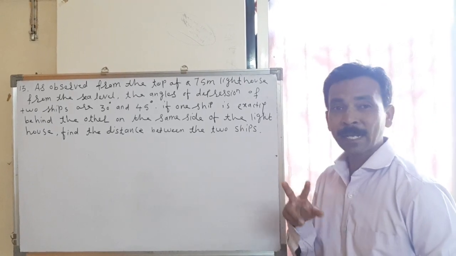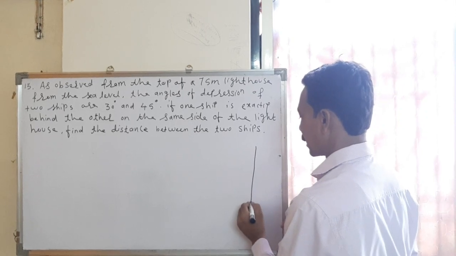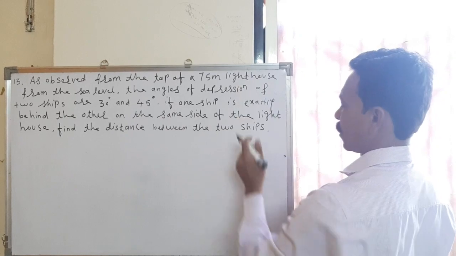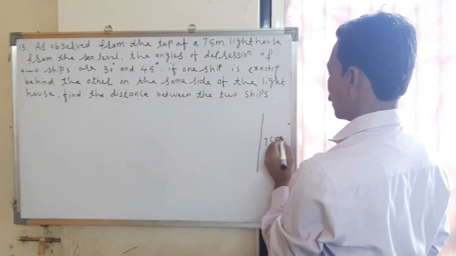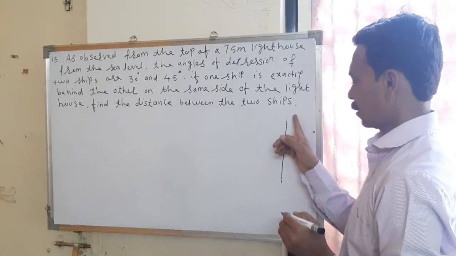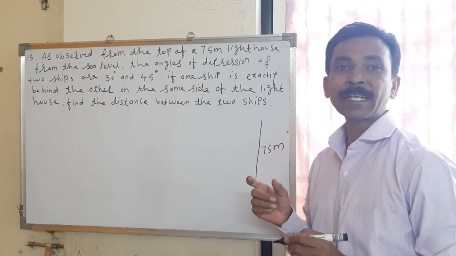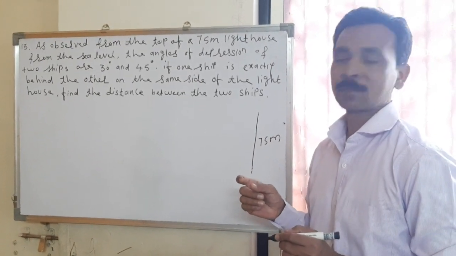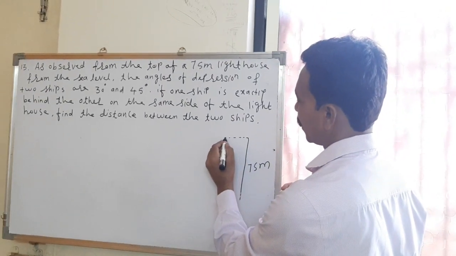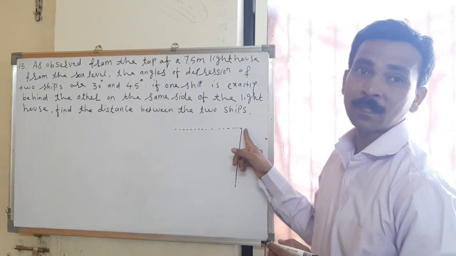Now, whenever both the angles are of depression, see, this is the 75 meter, okay? This is the lighthouse. What is the use of a lighthouse? It directs the ships in the sea. Whenever it is an angle of depression, this is the horizontal line from the top.